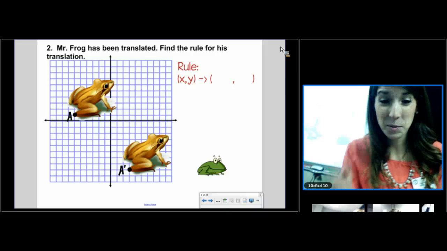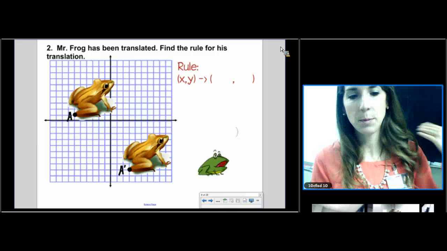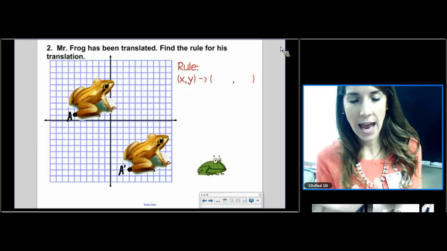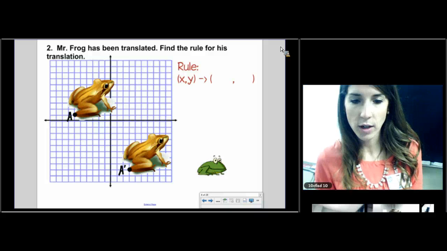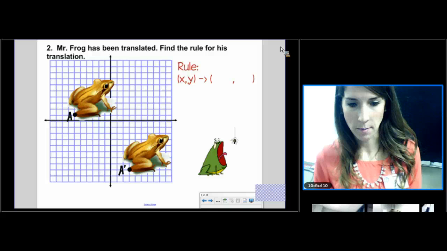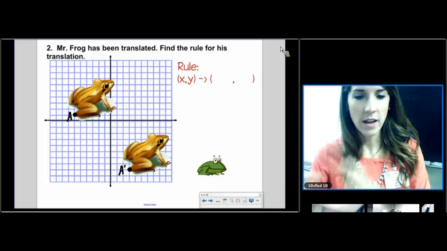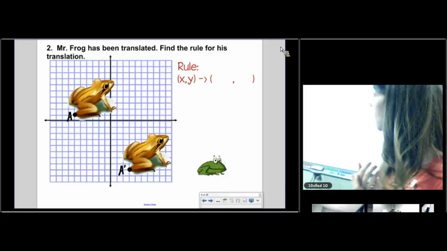So I kind of helped you out a lot. I gave you reference points. I said, look at this point A, the back of his hind leg, and then compare it to A prime. When you are seeing how something was translated, you need to compare the same part of the figure each time. I helped you by putting the A there and the A prime there. You would have trouble trying to just use the whole frog. You have to have a reference point. Does that make sense? All right.